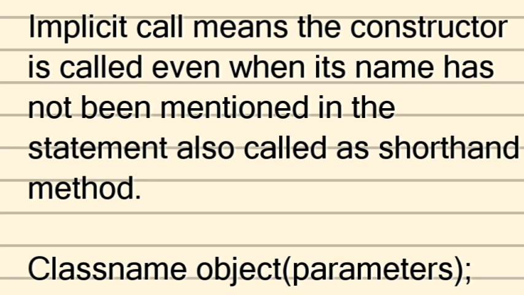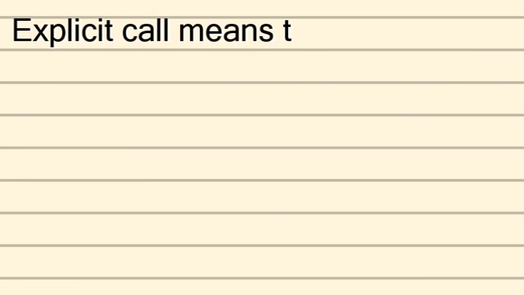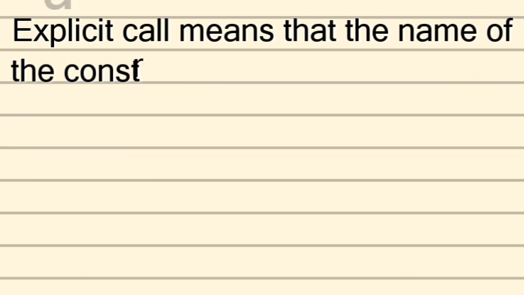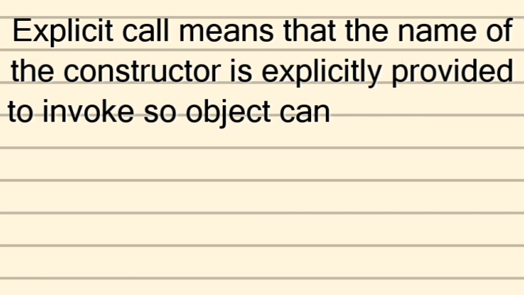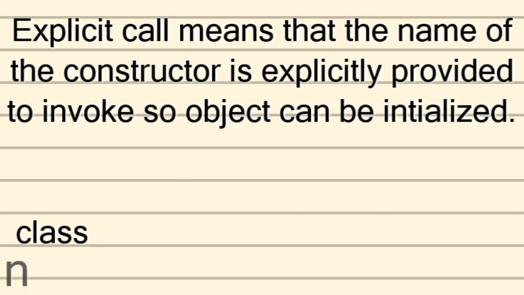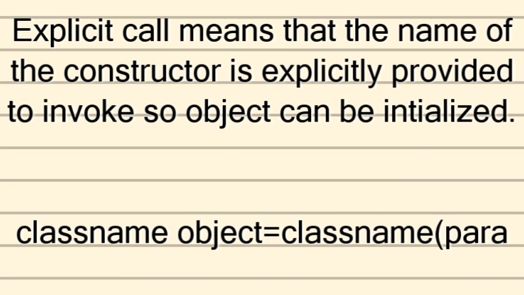Next, what is explicit calling? It means the constructor is explicitly provided to invoke it so that the object can be initialized. For that we create an object first, and then we provide that object with a value by passing the constructor. As you can see, first the class name, then the object name, which will be equal to the class name and then its desired parameters. That is the syntax of the explicit type.